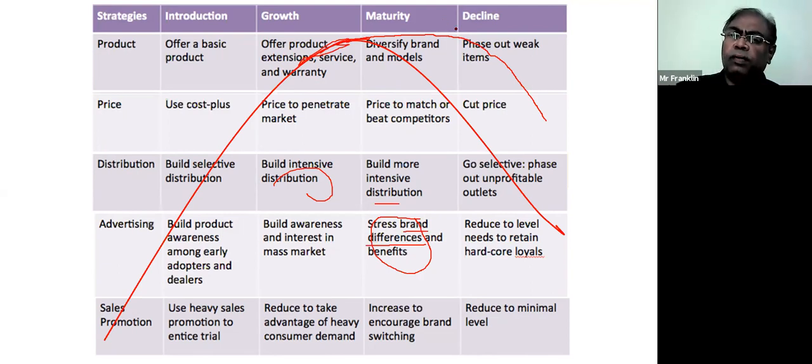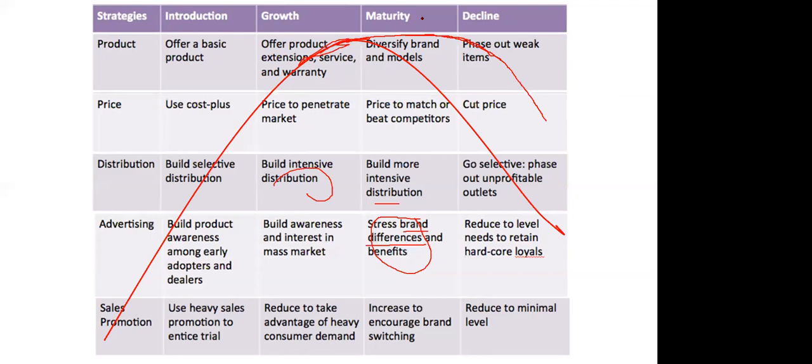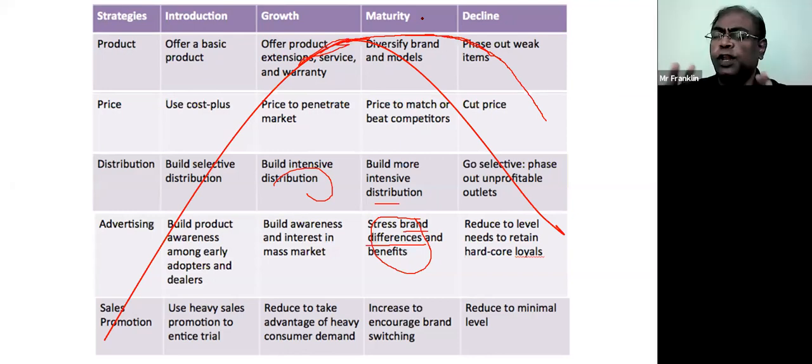What did Honda City do recently? When at maturity stage, they have a facelift model. After some time, it's going to decline some more, you know. So what do companies do? They come up with what? A new model. A new model coming out.